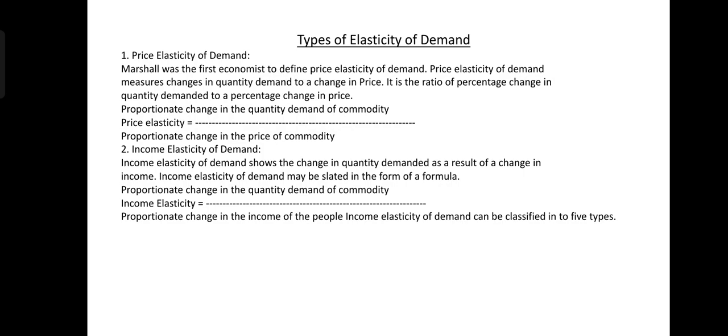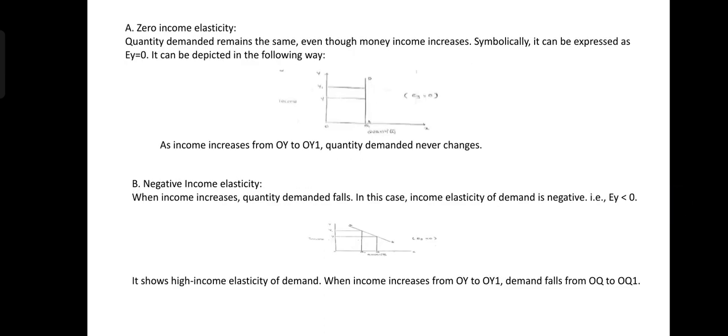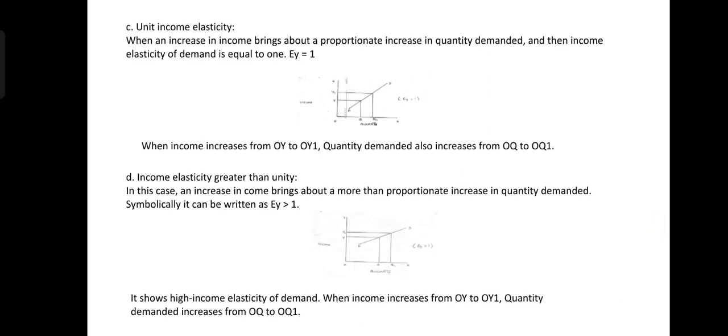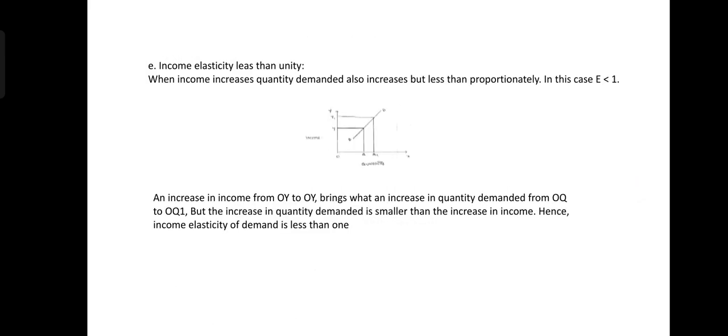Types of elasticity of demand. 1. Price elasticity of demand. 2. Income elasticity of demand. Zero income elasticity. Negative income elasticity. Unit income elasticity. Income elasticity greater than unity. It shows high income elasticity of demand when income increases from OY to OY1. Quantity demanded increases from OQ to OQ1.